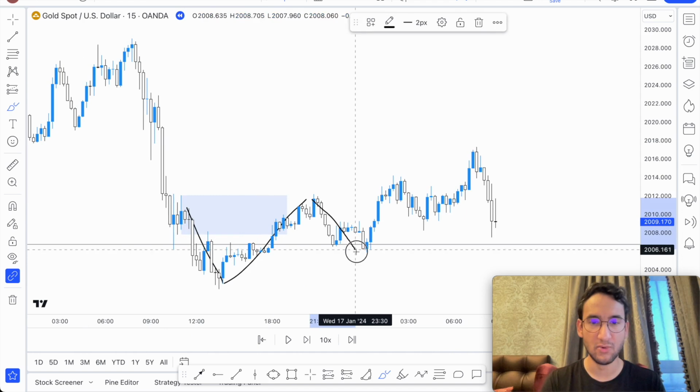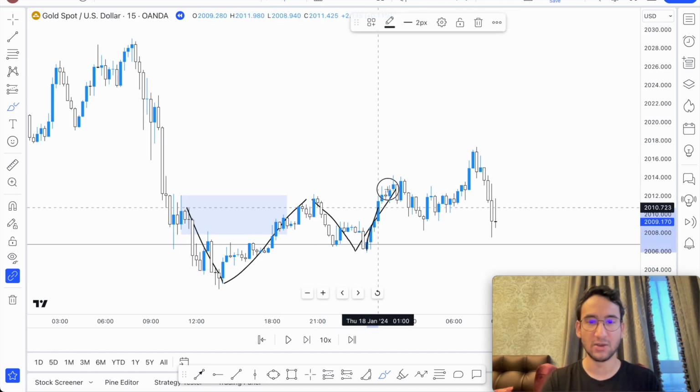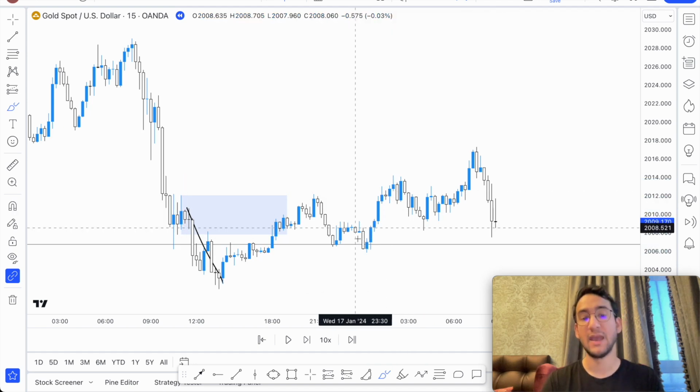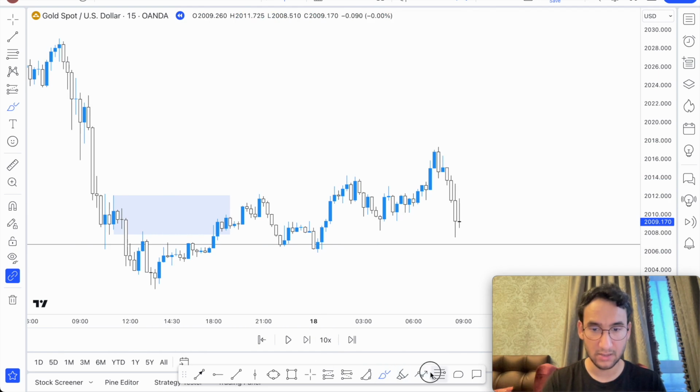And you see more supply. So we have weak supply here, which means demand took over, which means supply is weak, and then we'll be looking to enter from the weak supply.